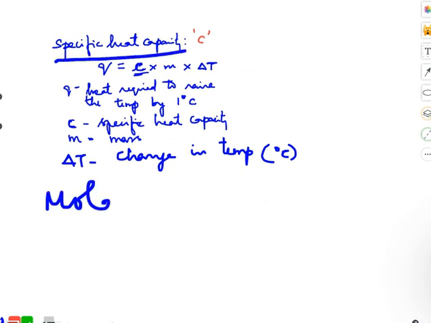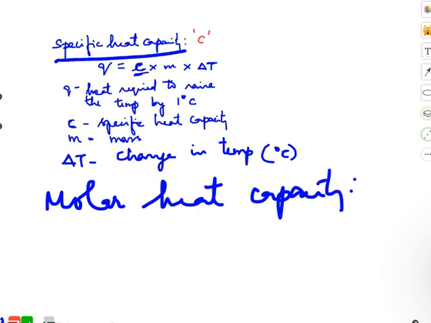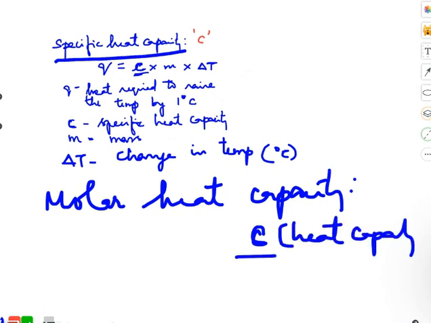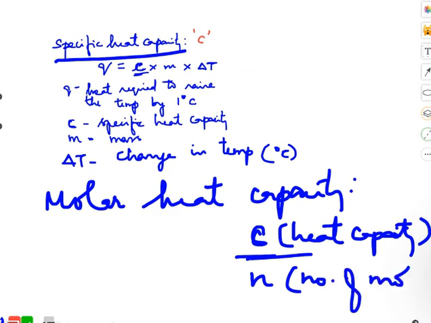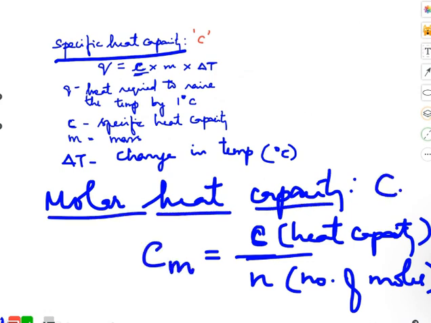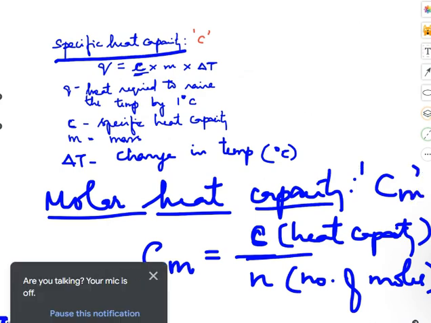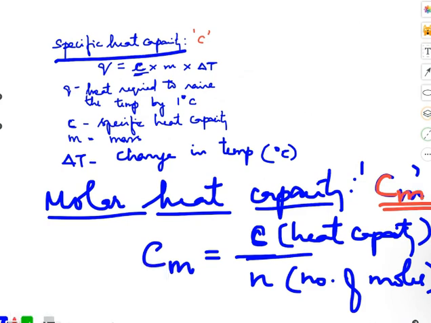So molar heat capacity is what? Heat capacity by number of moles. Specific heat capacity by number of moles gives you the molar heat capacity. Understood? Yes, sir.